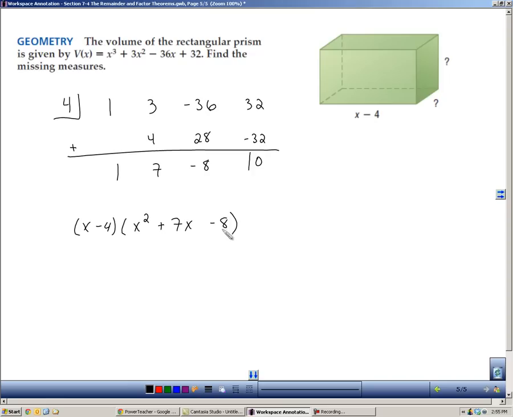Now we hope that this trinomial can be factored. Are there two factors of negative 8 that can add to be 7? Positive 8 and negative 1 looks good. So the missing measurements of my rectangular prism: x minus 4, x plus 8, and x minus 1.